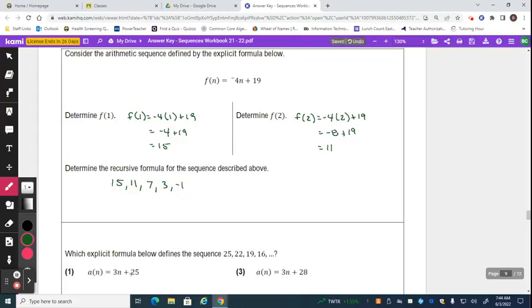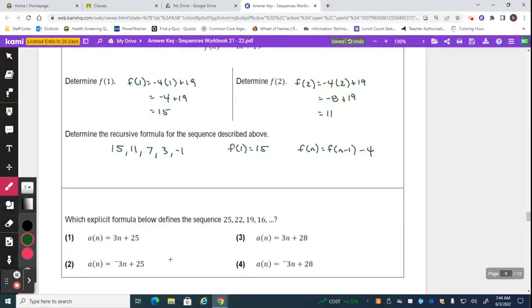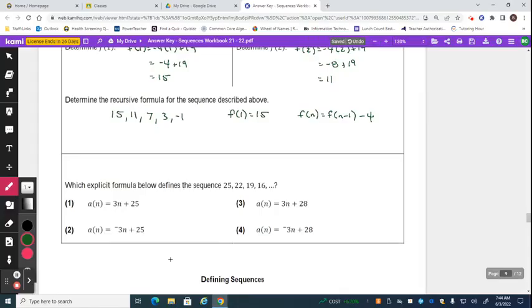So if we want to define this by a recursive formula, our first term is 15. We get the next term by taking the previous term and subtracting 4, or adding negative 4. So just be careful when they give you an explicit formula, because remember, this is the first term, 25, and that is going to be f of 1 or a of 1.